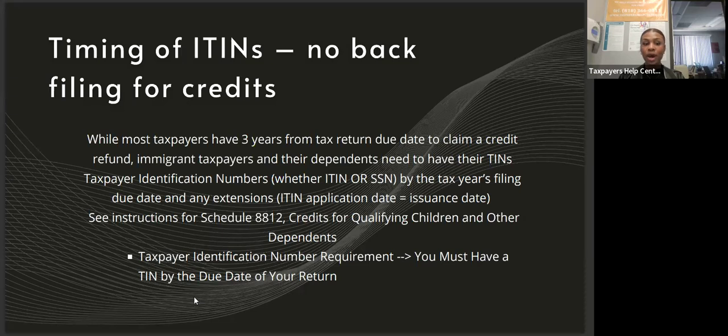Timing of ITINs: no back filing for credits. While most taxpayers have 3 years from the tax return due date to claim a credit or refund, immigrant taxpayers and their dependents need to have their TINs, taxpayer identification numbers, by the tax year's filing due date and any extensions. So the ITIN application date is also going to be your issuance date. Taxpayer identification number requirement: you must have the TIN by the due date of your return.